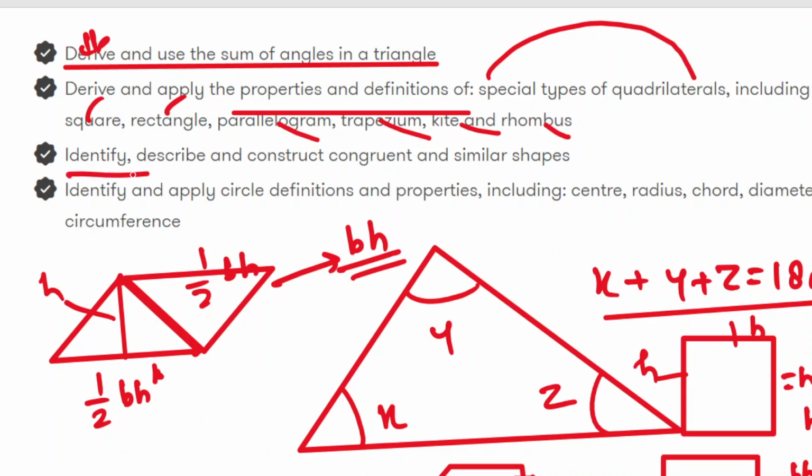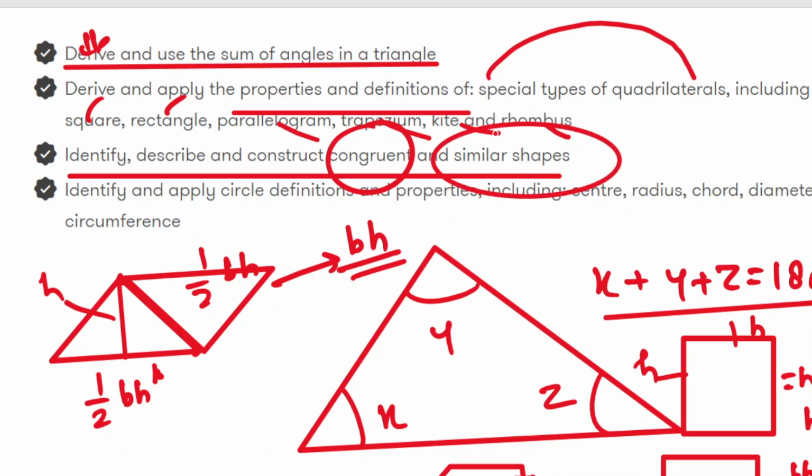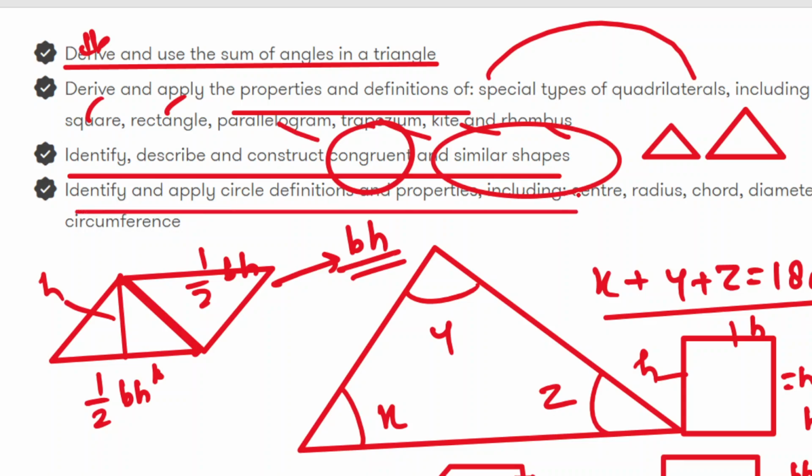Identify, describe, and construct congruent and similar shapes. Congruent means exactly the same. Similar means they look the same. It means this triangle and this triangle may be similar, but not congruent. Identify and apply circle definitions and properties, including center, radius, chord, diameter, and circumference.